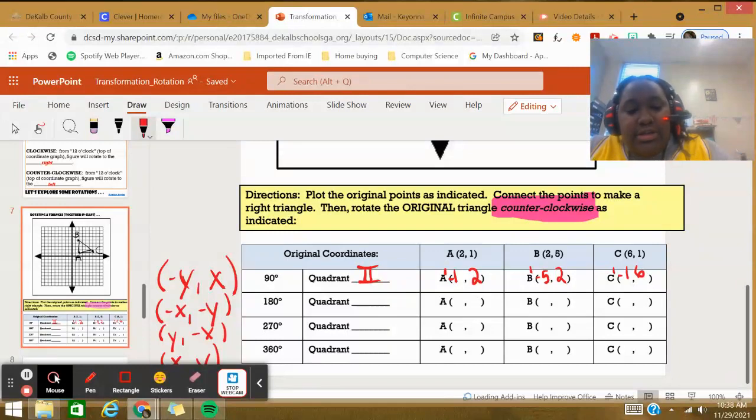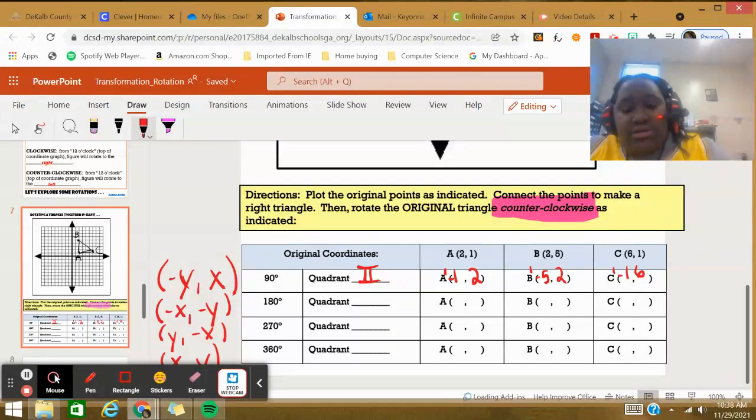Okay. Now, we're looking at 180 degrees. So again, go ahead and write down the new points. A prime is (-1, 2). B prime is (-5, 2). C prime is (-1, 6). We're going to do 180. So when we do each transformation, we're going from the previous transformation, not the original. So 180 degrees says just change the signs for x and y.